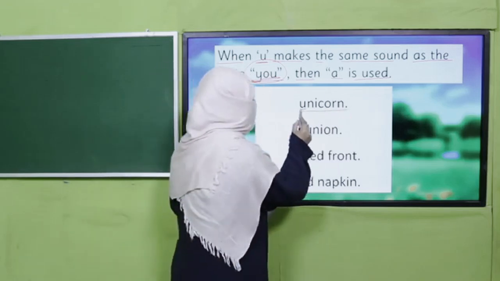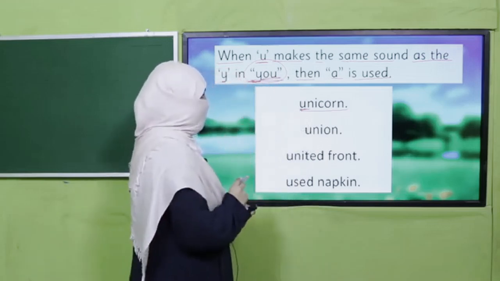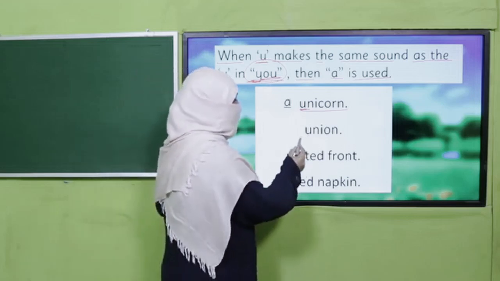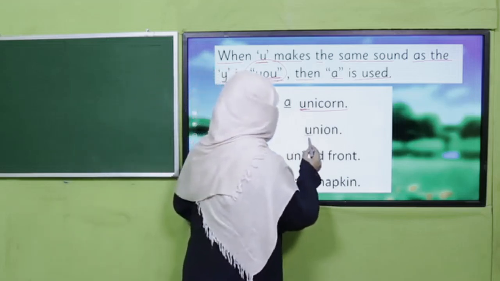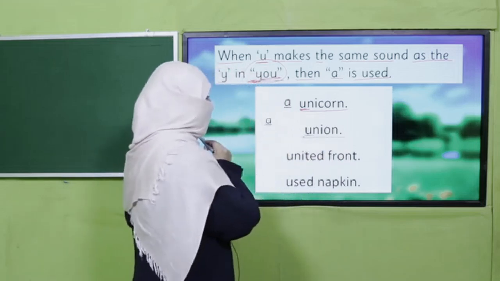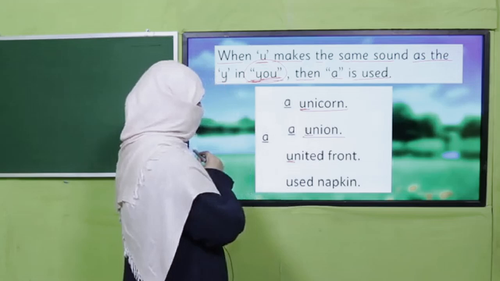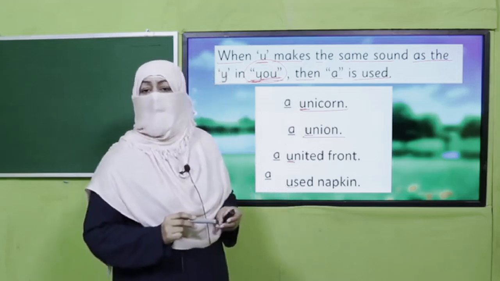Unicorn, here U is pronouncing the sound of U. That's why we say a unicorn. We don't say an unicorn. Likewise, union. Again, here this U is making U sound. That's why a union. A united front. A used napkin.